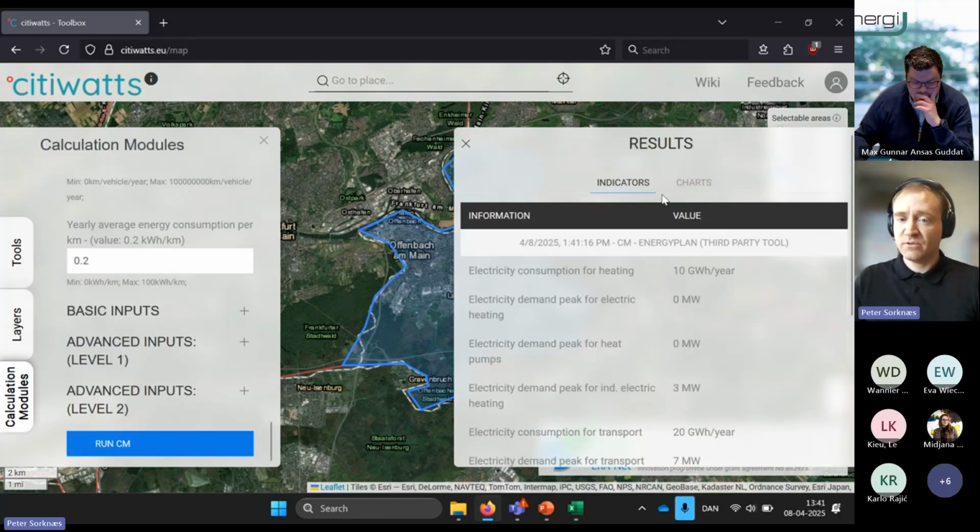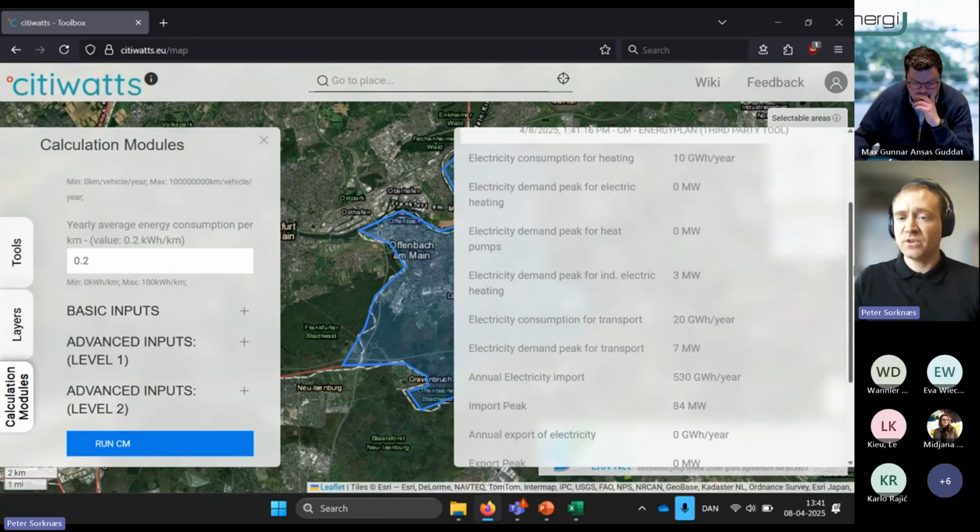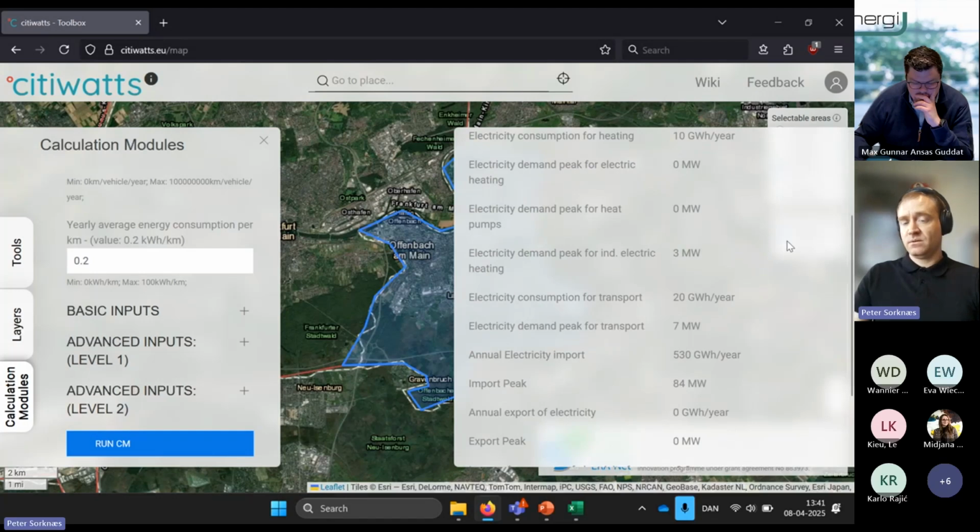And you can see here we have two options. We have indicators and we have charge. We will stay with the indicators first. The indicators are yearly numbers. So that's numbers related to some yearly ideas about the electricity system. We can see it's electricity consumption for heating. We can see what is throughout the year, what is the peak demand for electric heating.